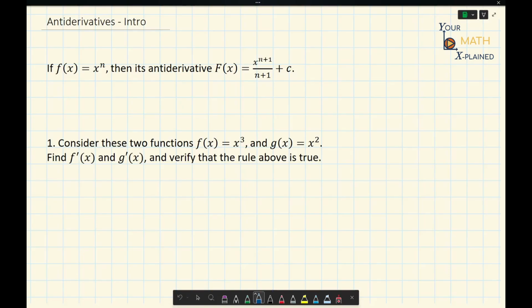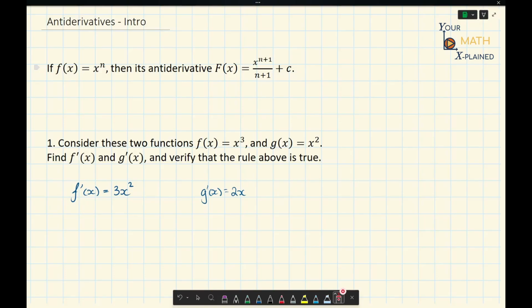Let's take a look at a pattern. We know that the derivative of x to the power of 3, so here our f of x is x to the power of 3, so the derivative f prime of x is going to be 3 times x squared. And similarly, the derivative of x squared is going to be 2 times x. Because the rule that we learned is that when we take the derivative of something that is x to the power of n, the power drops by 1. And then the original power gets pulled over to the front, and it is our coefficient.